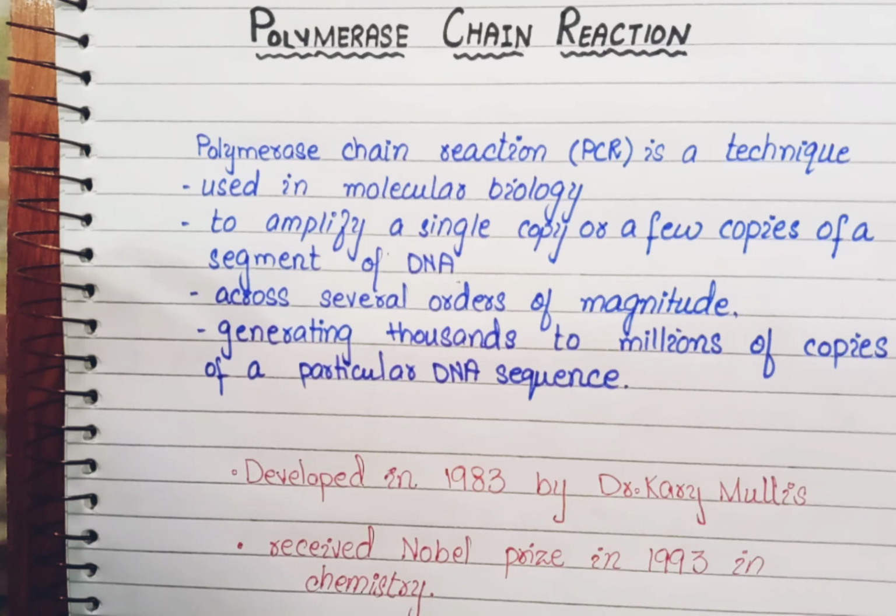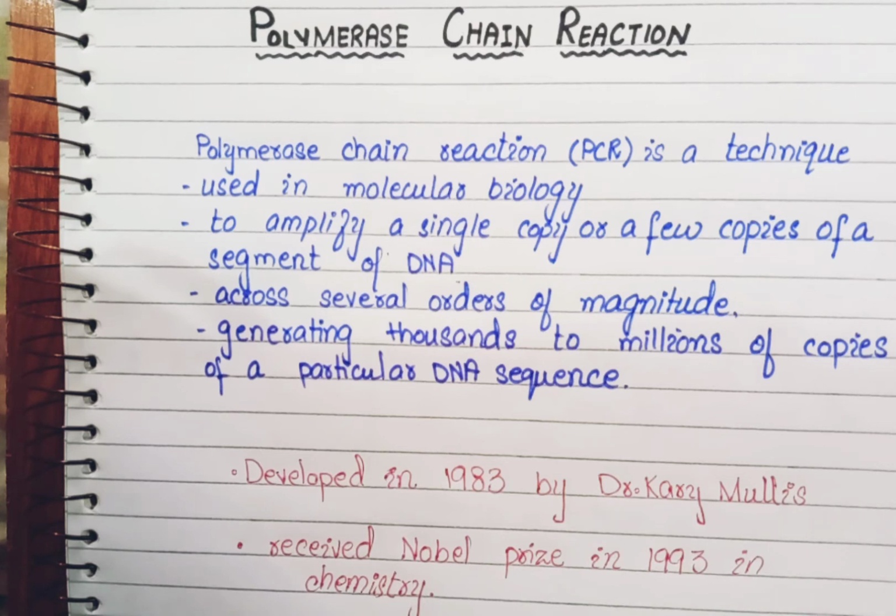Now, why is it called a polymerase chain reaction? Because the only enzyme that we use in this reaction is DNA polymerase, or Taq DNA polymerase enzyme. And why is it called a chain reaction? Because the products of the first reaction become the substrate of the following reaction. So that's why we call it polymerase chain reaction. It was developed in 1983 by Dr. Kary Mullis. After that, he received the Nobel Prize in 1993 in chemistry.